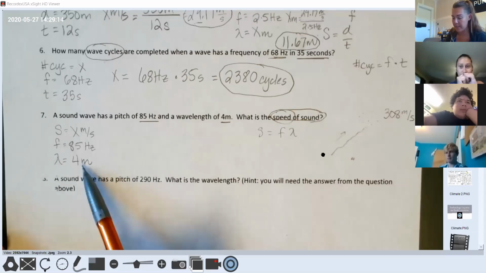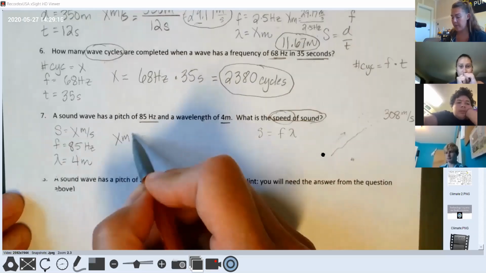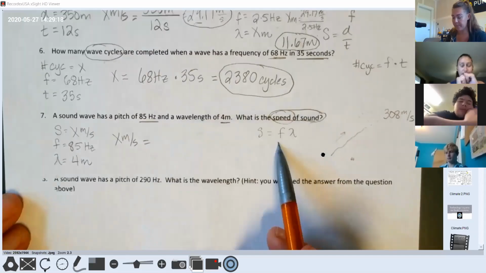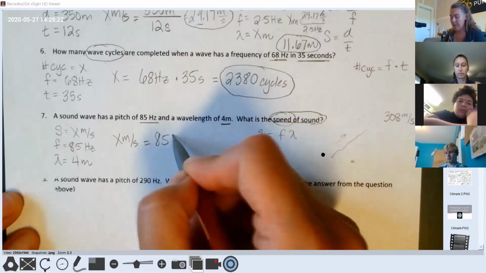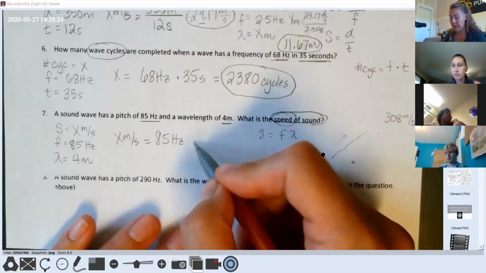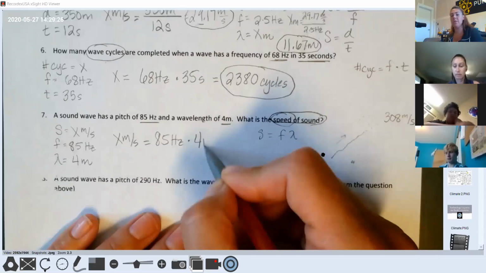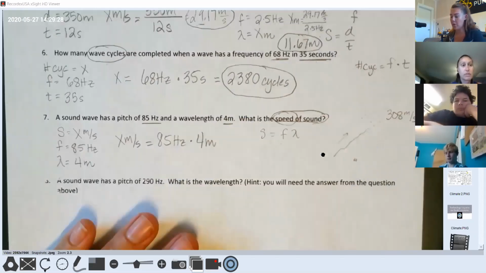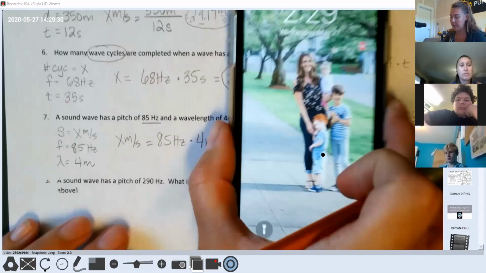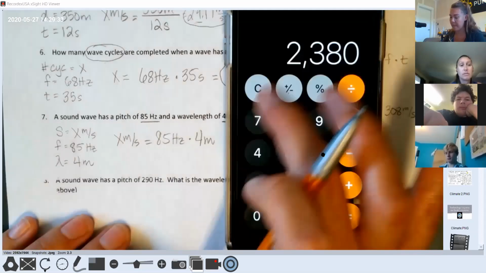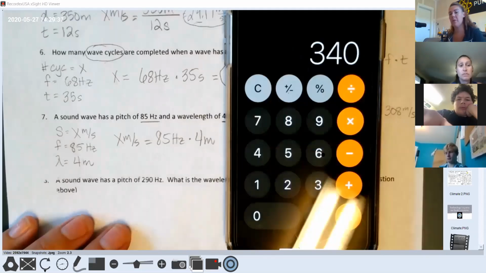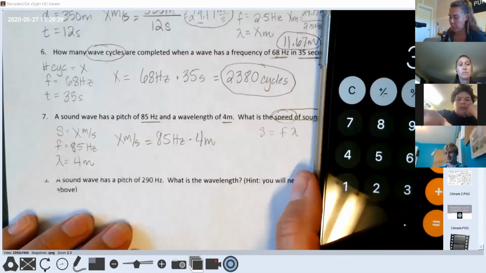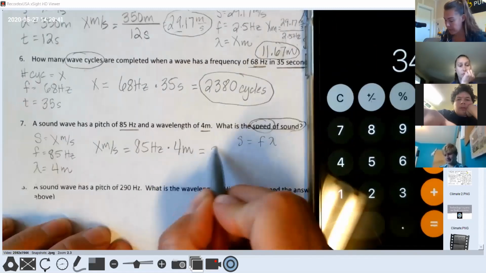So speed is x meters per second, times our frequency, or frequency times our wavelength, which is 4 meters. So 85 times 4 is what I'm going to be plugging into my calculator. And we will see we got to our speed of sound. So speed of sound at 340 meters per second, which sounds like it's very close to sea level.